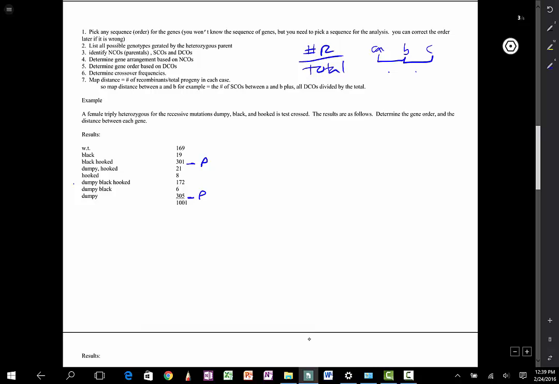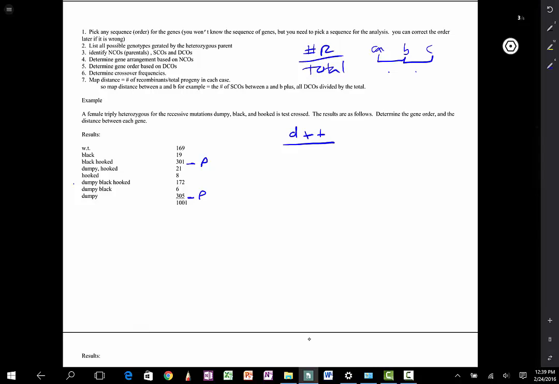So what the parentals mean is that dumpy starts out by itself, because that's the parental chromosome, because those are what the parental offspring look like. And then black and hooked, we'll put black and hooked on the other side, and we'll put a plus for dumpy.